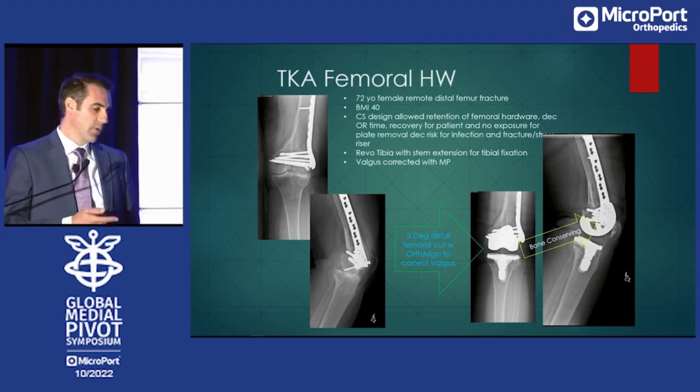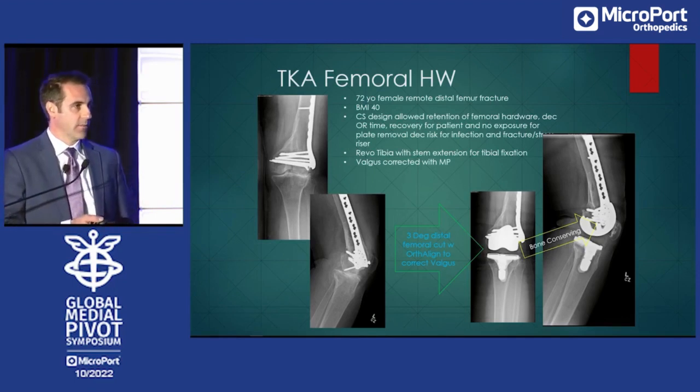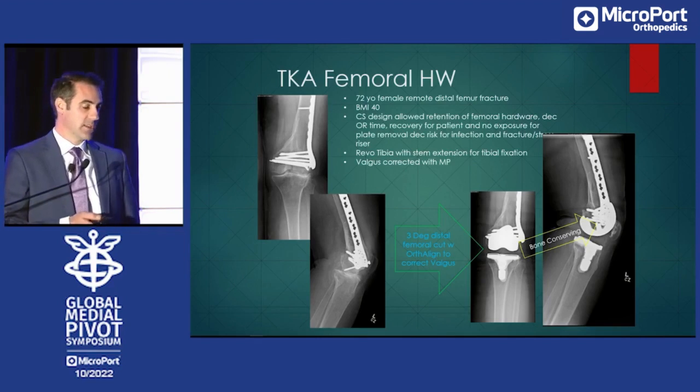And I think previously I probably would have done this in a staged fashion, taken her hardware out or cut the plate and then worried about a stress riser. But with this design, we can actually use the Revo tibia. We add a little bit of a stem for her BMI, so we get rid of that. We then can use a straight CS femur and leave the hardware in situ.